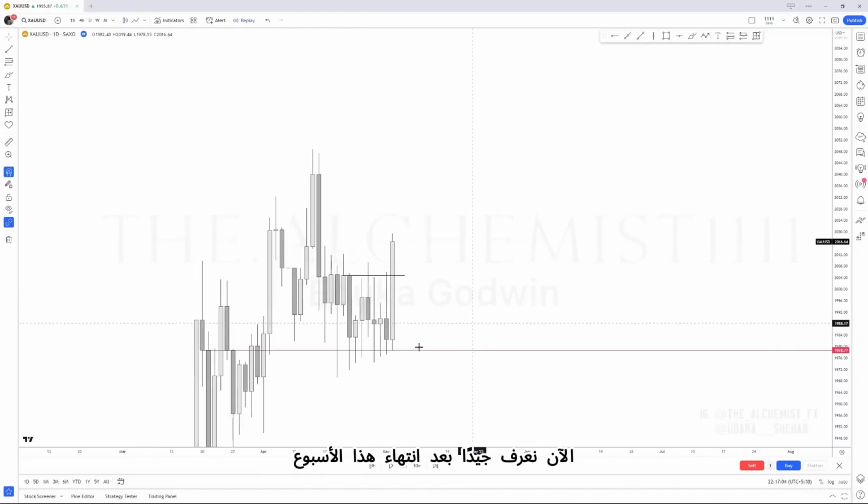Now we know, after this week ends, let's say the week just ended somewhere here, then all three time frames are bullish. Monthly is bullish, and daily has also turned bullish. You can't refer to the weekly because it has not closed yet. So if the market comes back down, what can you do? You can start looking for buys. So this broke, and then what happened?